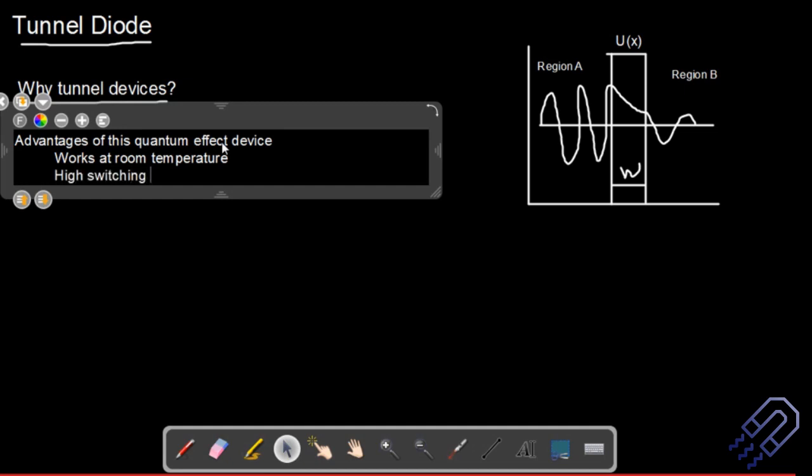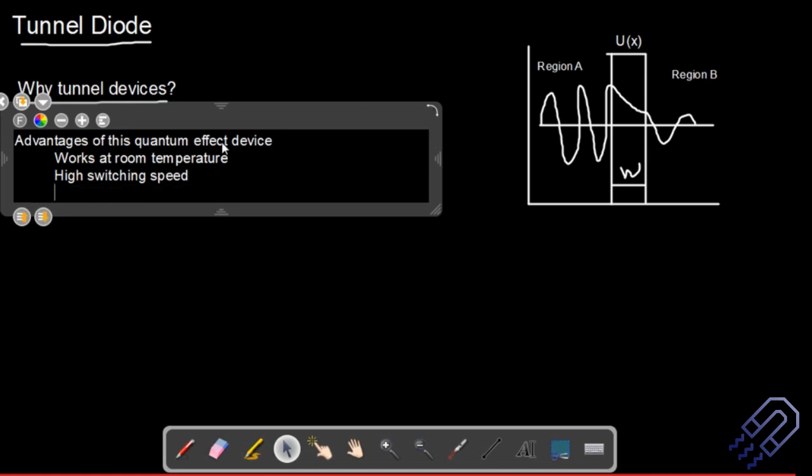It also has a high switching speed, just like we have seen for the Schottky diode. Similarly, any tunnel device will have a very good switching speed, so we can use it for an on-off system. And of course, low power consumption.